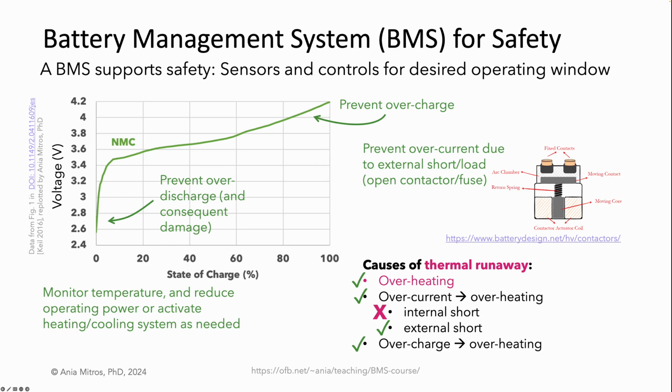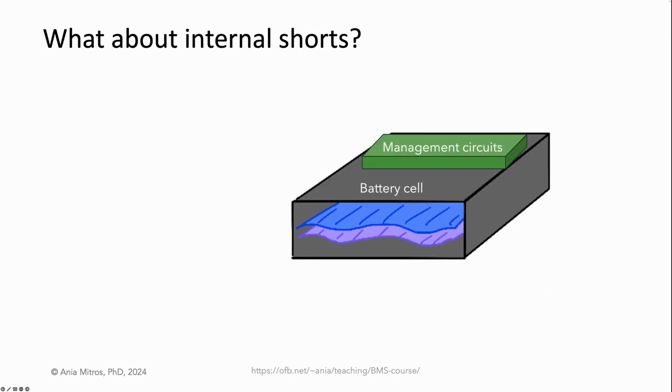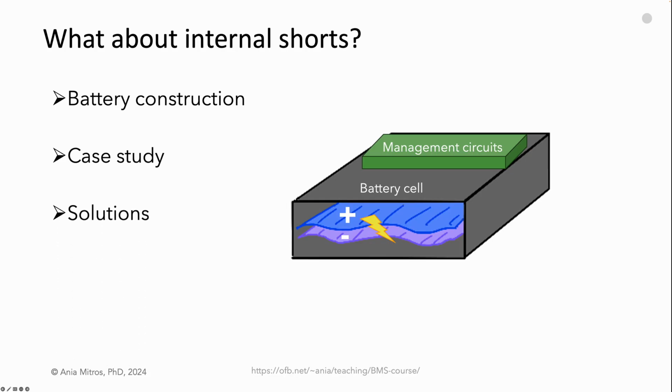A BMS cannot do much about internal shorts, however. A poorly managed cell may be more degraded and thus susceptible to this sort of failure, but once an internal short occurs, the BMS is largely powerless. So, what can we do about internal shorts? An internal short is when the positive and negative terminals of the battery are shorted inside the battery cell. To understand internal shorts, we'll review battery construction, then a case study, and finally discuss 3 engineering solutions.